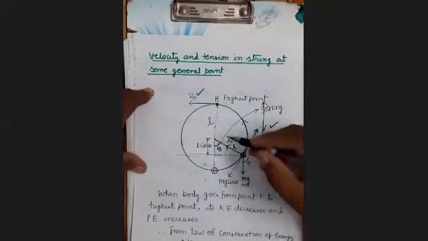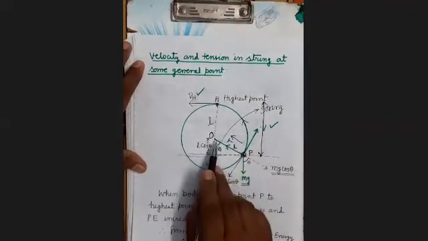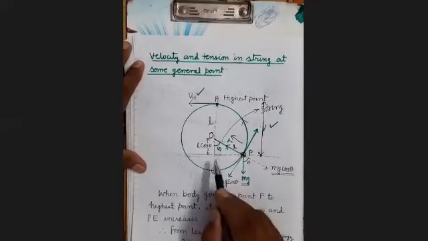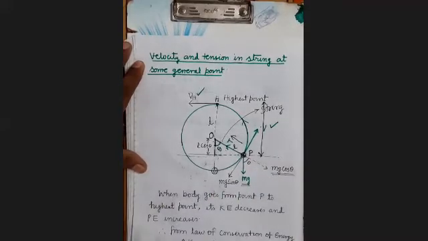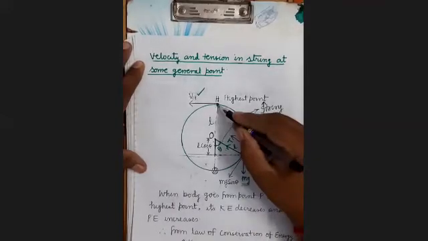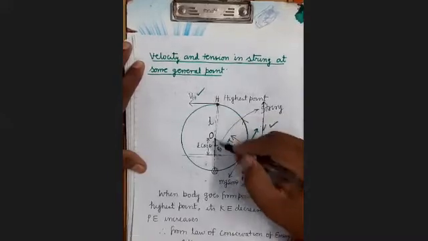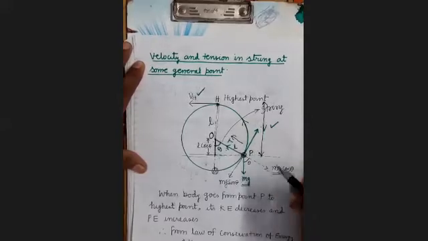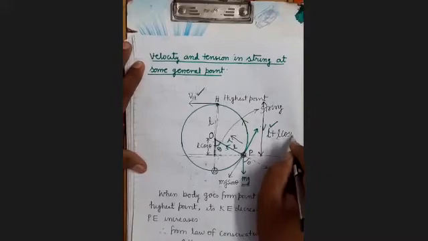Now you can see here, the length of the string is L. Therefore, OP equals L. This angle is theta. So what will be this length? This will be equal to L cos theta. Is it clear? How much is this? This is equal to L. So what will be the total from here to here? It will be L plus L cos theta.